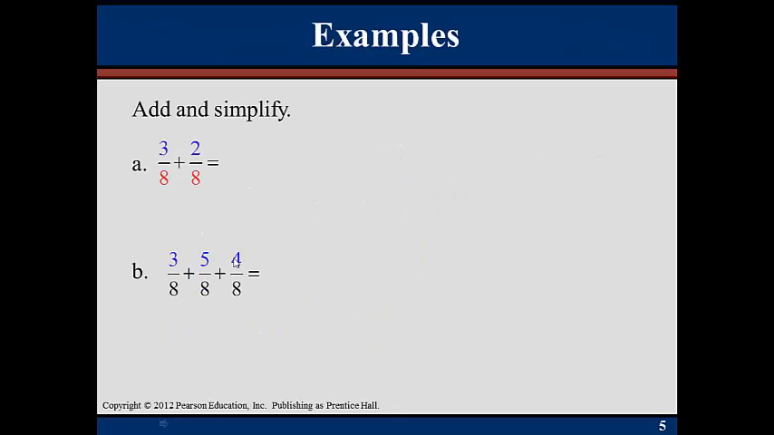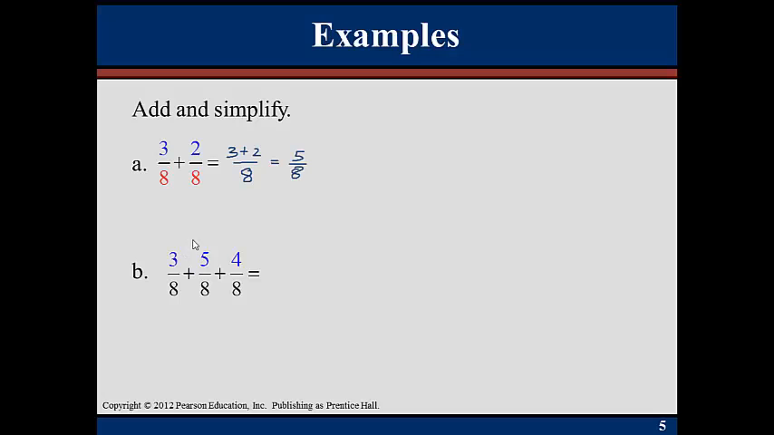Let's do some more examples. So it says add and simplify. So 3/8 plus 2/8. We see that the bottom numbers are both 8, so we'll keep the 8. And then we'll add the top numbers together. So 3 plus 2, which is 5/8. So keep the bottom number, add the top numbers.